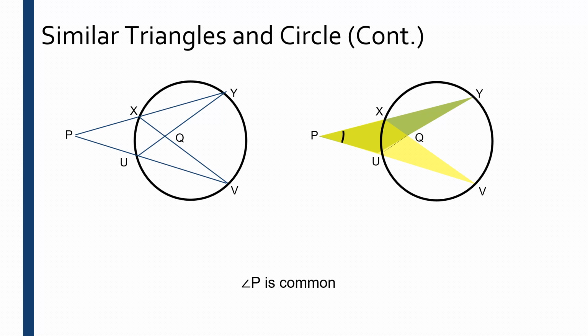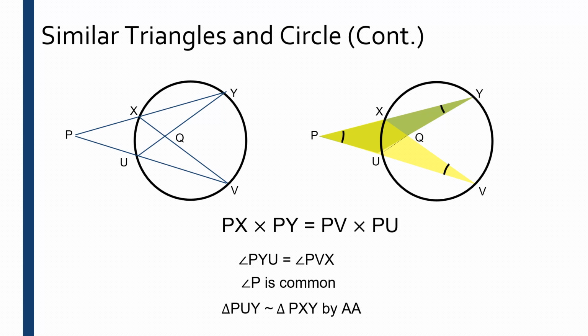And we have angle PYU and angle PVX are equal since if you look at the arc XU, there are two inscribed angles by arc XU, which are angle PYU and angle PVX. Hence, they are equal, and triangle PUY and triangle PXY are similar. So, PX times PY is equal to PU times PV.